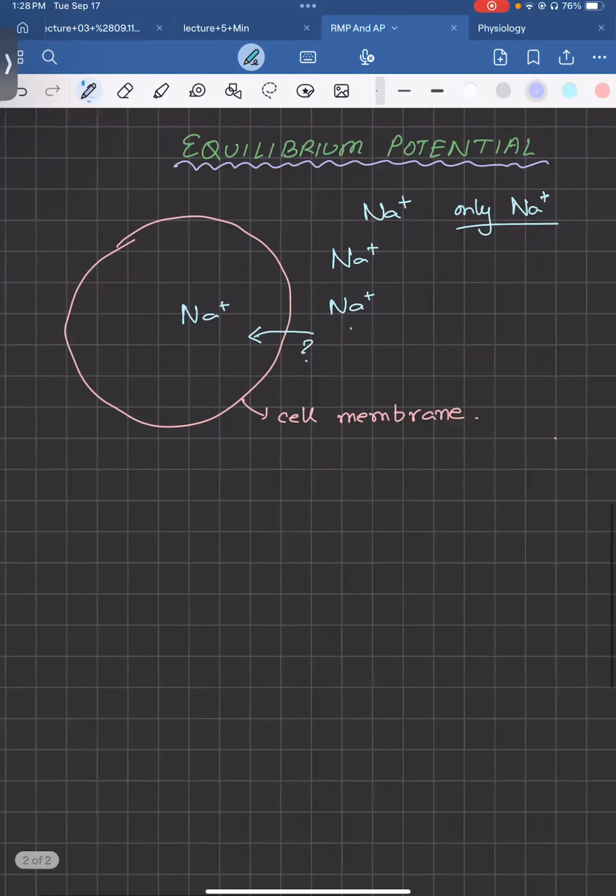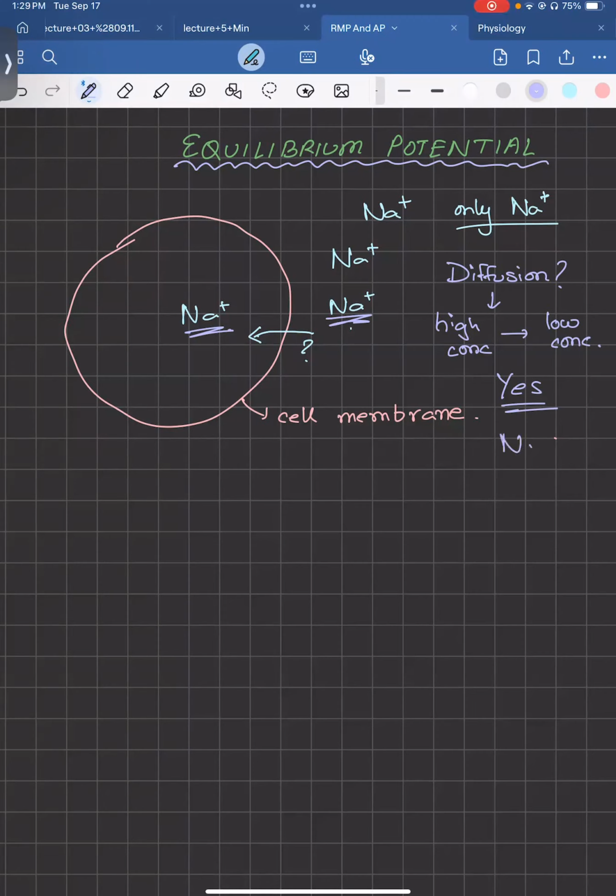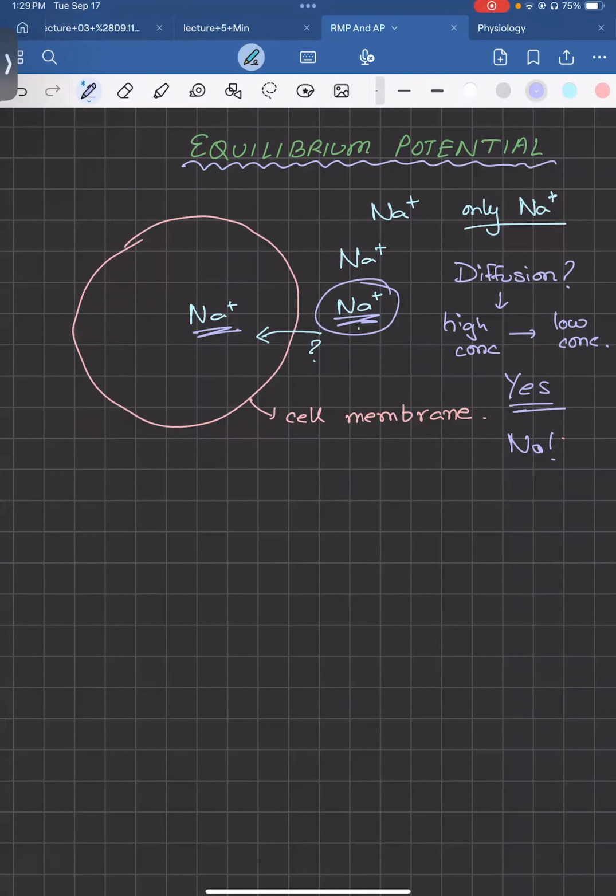Now, if you remember diffusion, what is diffusion? It's the movement of molecules from high concentration to low concentration. Cool. Now, would sodium want to come inside the cell by diffusion? Yeah, it would want to come in. Yes, of course. Can it come in, the way it is right now? No. Why not? Because it's charged and can't go through the lipid bilayer.